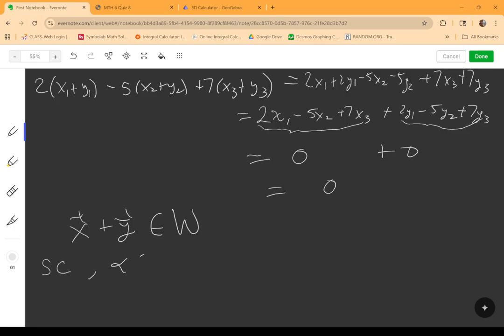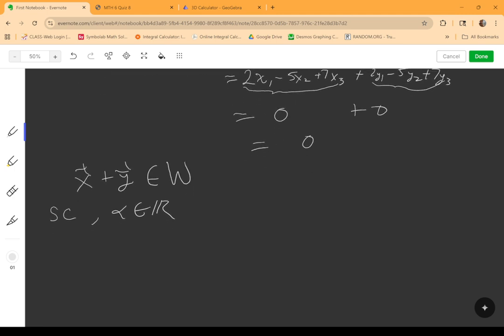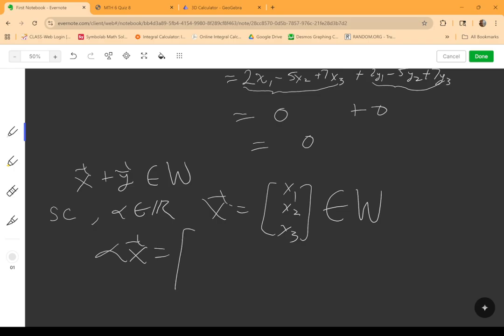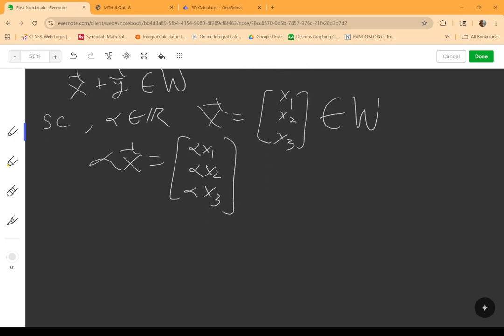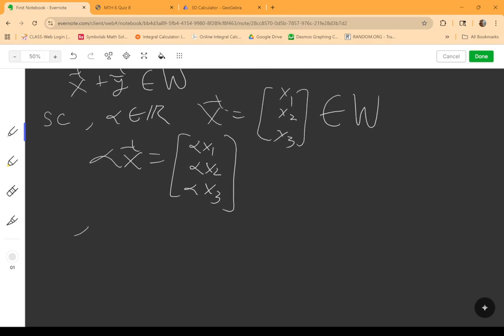So again, we'll let alpha be any real number here. And let's let x, which again equals x1, x2, x3, be an element of W. And now I want to look at alpha x, which is alpha x1, alpha x2, alpha x3, right? Our standard scalar multiplication operation. All right, and now I'll plug this into my equation.